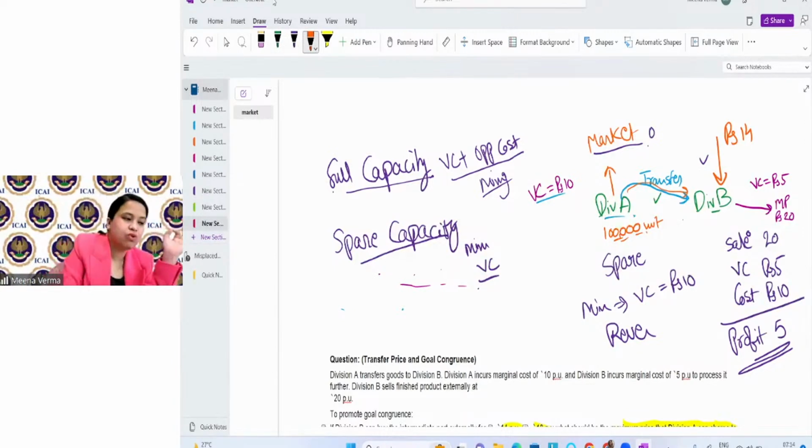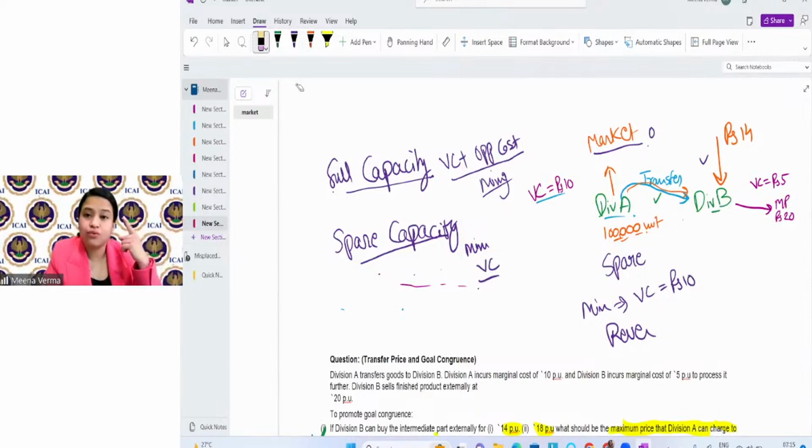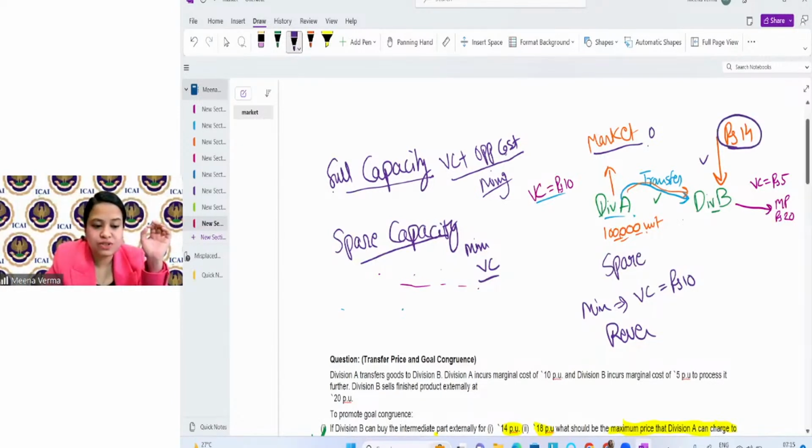So in this case, what will happen? Actually, in such cases, division B will not pay more than 14 because they can get the same product from the outside market at rupees 14. So if the external market is charging rupees 14, the manager of division B will not pay more than rupees 14.